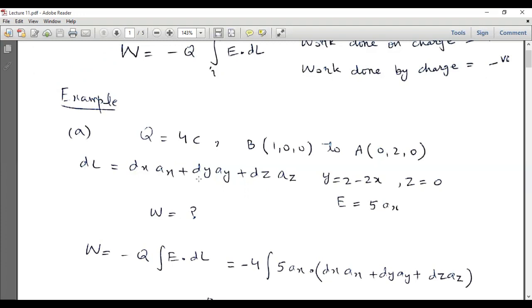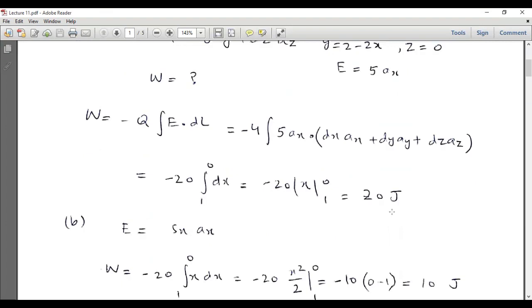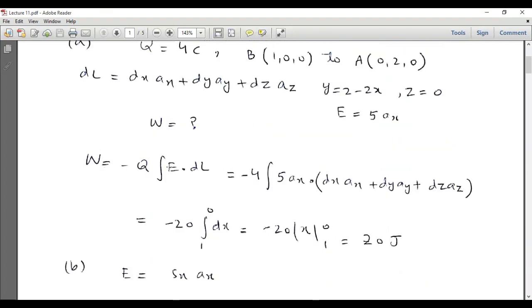dl is equal to dx plus dy plus dz and we have to follow this path. Y is equal to 2 minus 2x and z is equal to 5 and electric field is given as 5ax. So work is equal to minus q E dot dl, and q is equal to 4, E is equal to 5ax, dot this is dl. So it will be ax dot ax. Rest of the dot products will be equal to 0 and it will be minus 20 dx and the final answer will be equal to 20 joule after putting these limits.